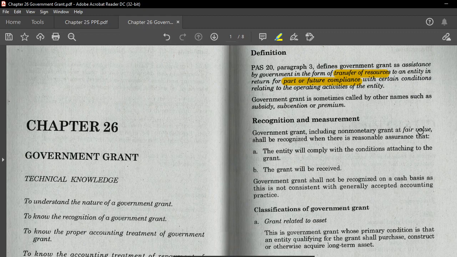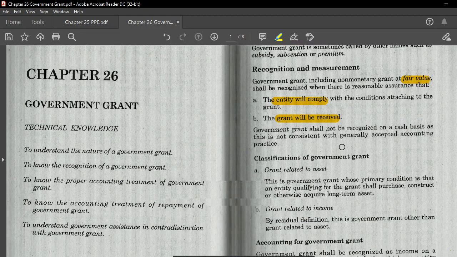May mga times na properties like land, building, etc. This will be recorded at fair value, and it shall be recognized when there will be a reasonable assurance that the entity will comply with the conditions and the grant will be received. So, it's a two-way condition, or a two-way criteria. Magko-comply si entity and magbibigay ng grant si government. Okay? So, the government grant shall not be recognized on a cash basis as this is not consistent with GAAP.